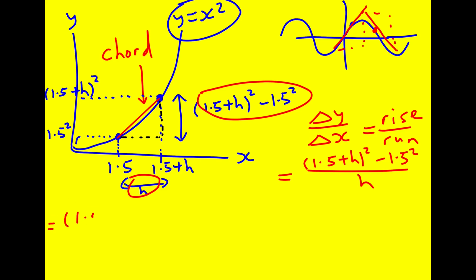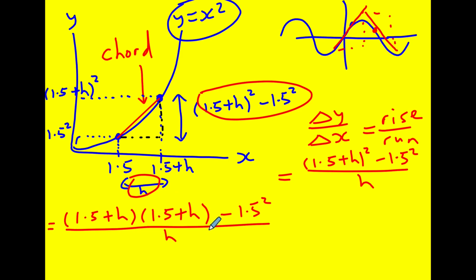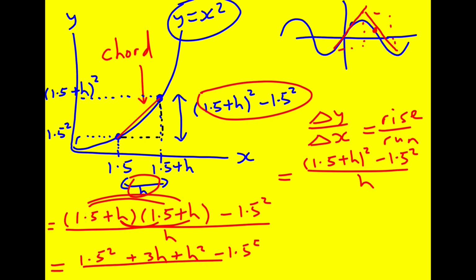It's going to be (1.5 plus h) times (1.5 plus h) minus 1.5 squared. I'm not going to worry about what 1.5 squared is for the moment, all divided by h. And now I can expand this bracket. I'm going to get 1.5 squared, and then I'm going to get 1.5h, but I'm going to get another 1.5h here, so I'm going to get 3h, and finally I'm going to get plus h squared. I still need to minus that 1.5 squared, and I still need to divide through by h.